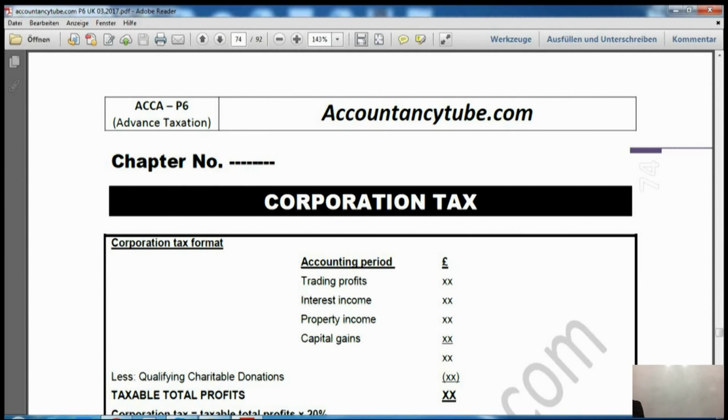Now, after interest income, it is property income. We know property income, how to calculate it, in capital gains as well. Now, whatever the total is, we have to deduct the qualifying charitable donations. Whenever you make some donations, you'll have to deduct it out of here. And the remainder will be taxable total profits, and we have to pay tax at the rate of 20%. As I said, in companies, there is a standard rate of tax.